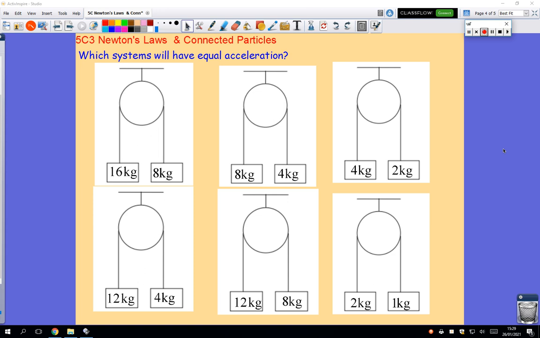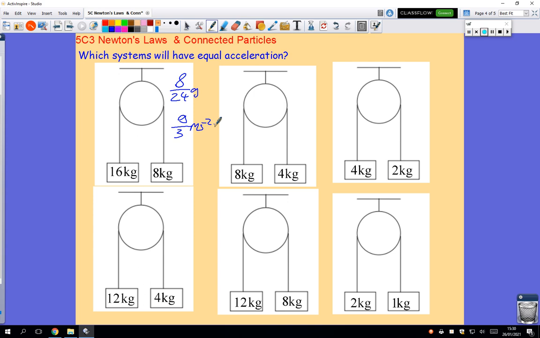Okay, we're going to continue in this class on Newton's laws and connected particles. At the end of the last class I asked you to look at which systems would have equal accelerations here. So I know something here, so I'm going to actually just write in the accelerations of each one and check: did you get it right? So you should have gotten the acceleration here would have been 8 over 24 g, which reduces to 1/3 g, or maybe g over 3 depending on how you prefer to write it. So the first one, g over 3 meters per second squared.